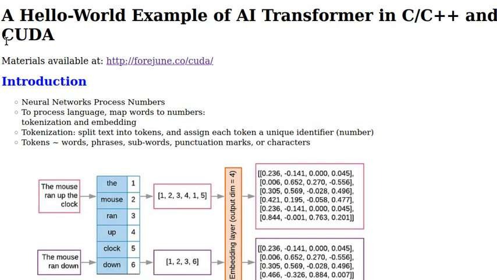This video presents a Hello World example of AI transformer in C, C++, and CUDA. Billy will first explain to you the principle of AI transformer and its implementations in C, C++, and CUDA.